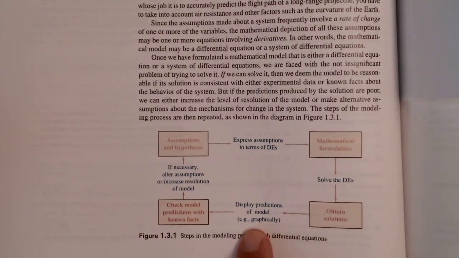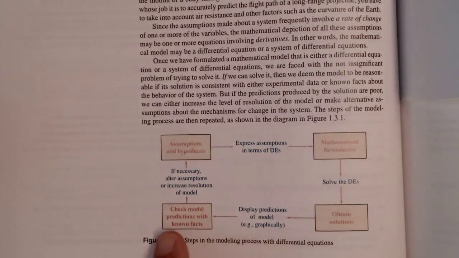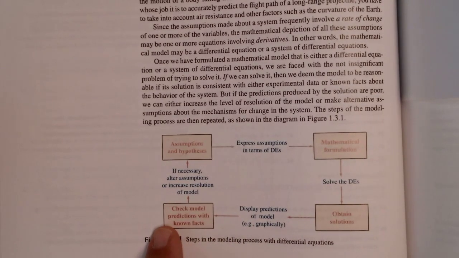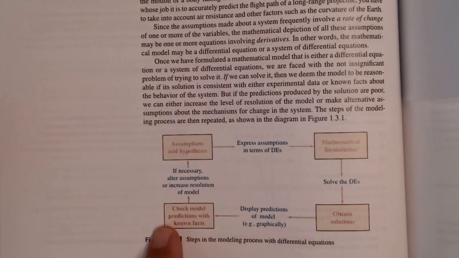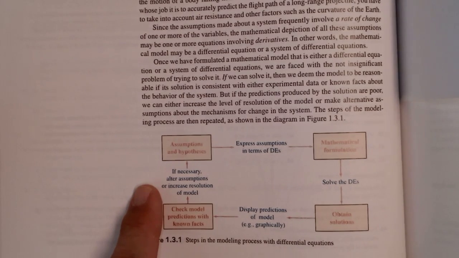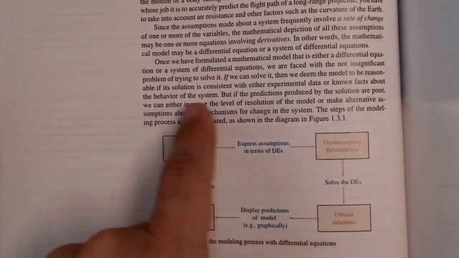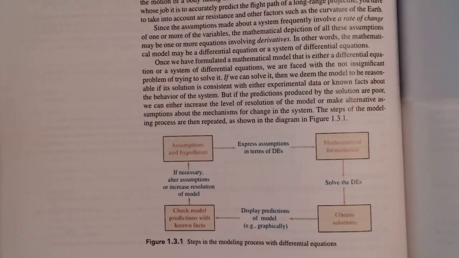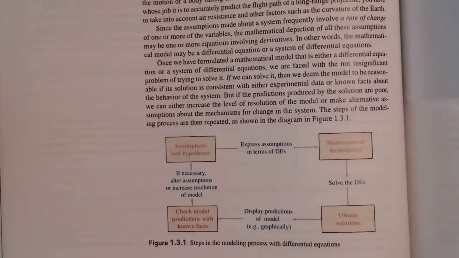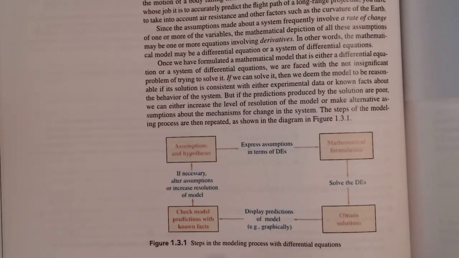Let's look at what that solution is. Maybe I'll make some graphs. I'll draw some pictures. We'll figure it out. And then I'll check it against the way the real thing operates. If I get it wrong, I can go back and change, add some more variables, take some away, change the assumptions, and then I can roll through this circle again and again and again. This is the overall process by which we do modeling in mathematics.